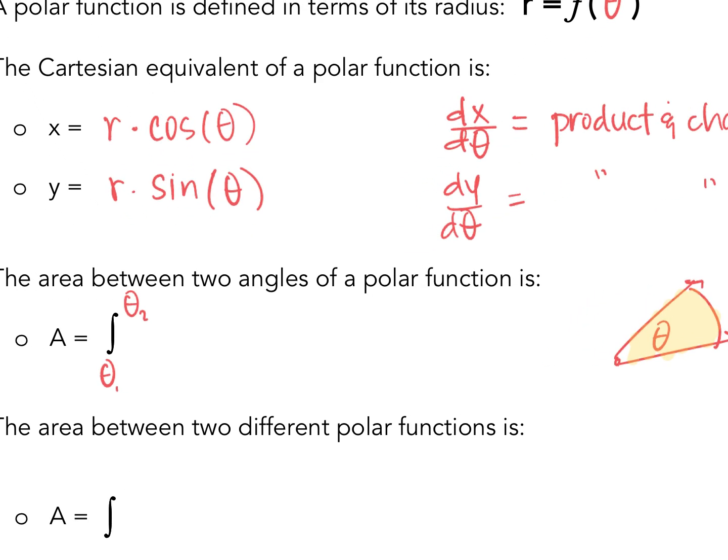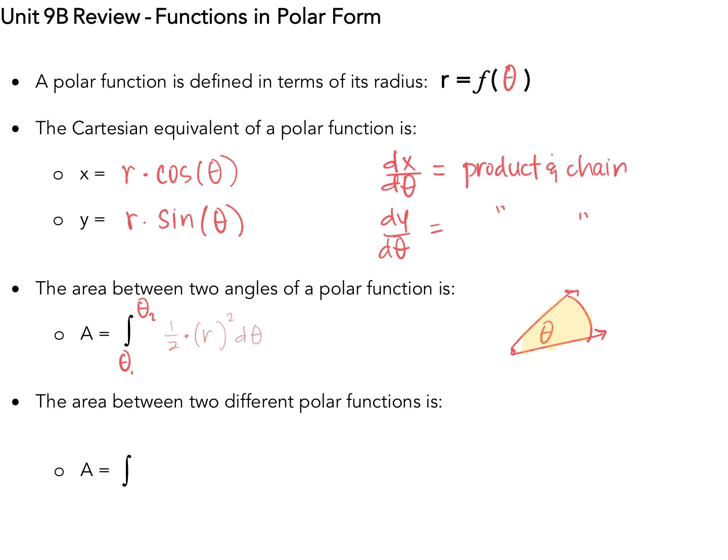Okay. And then do you remember how to do the area? It's got a half. It's not the square root. Okay, so it's just r squared if we're doing it between two angles of a polar function. All right, so it'll be 1/2 times whatever r is squared.